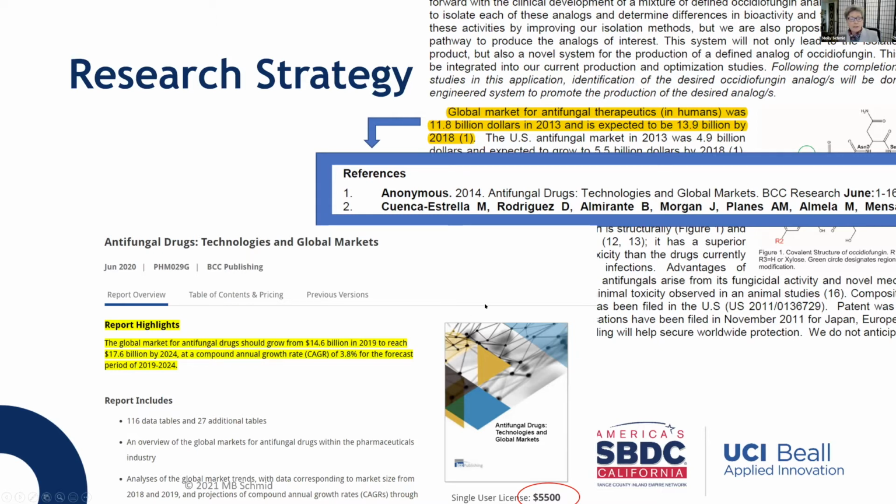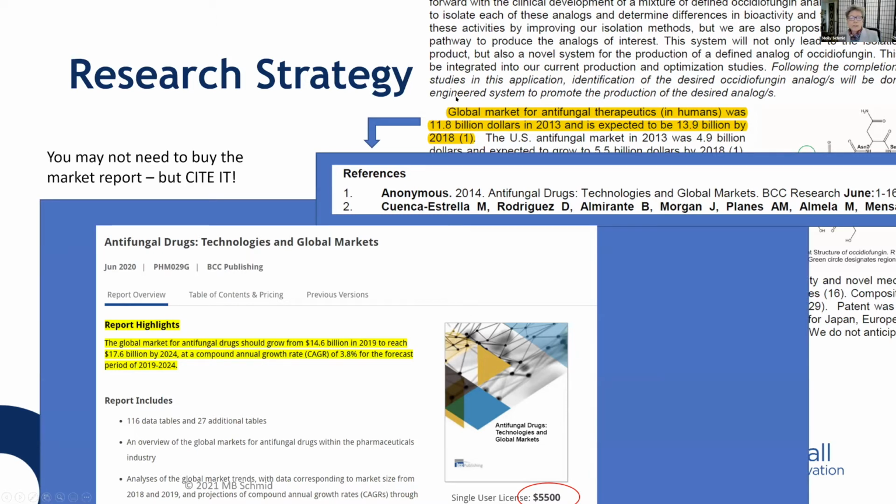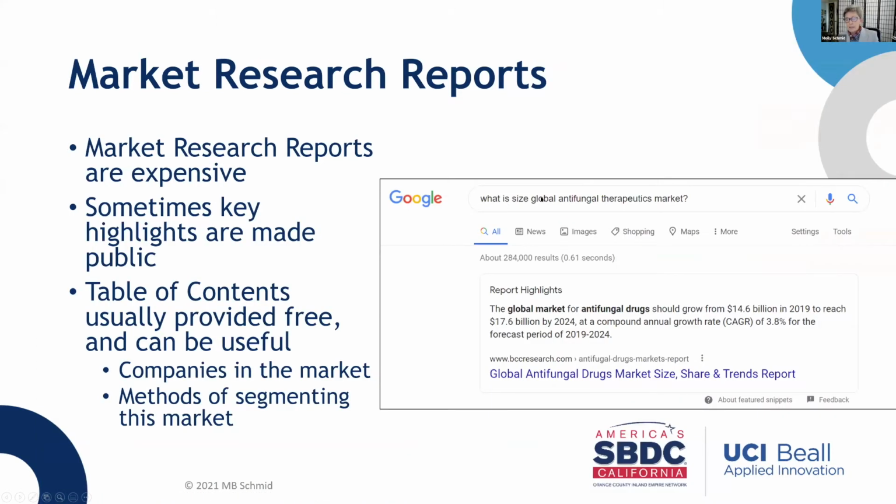And as I looked online, just using Google yesterday, what's the size of the global antifungal therapeutics market? You find, in fact, the BCC research report and the key statement that if you wanted to update that statement from the 2017 proposal, you could, right?